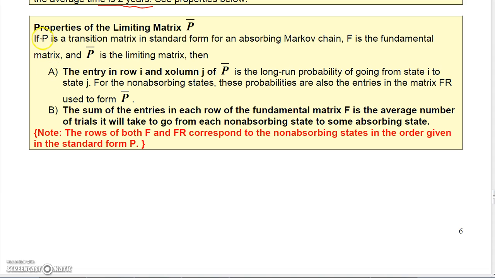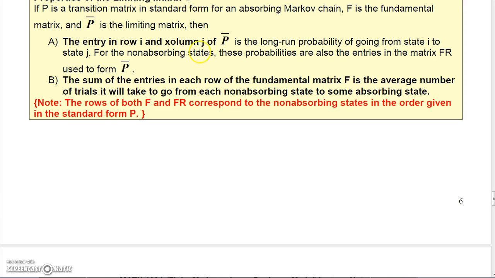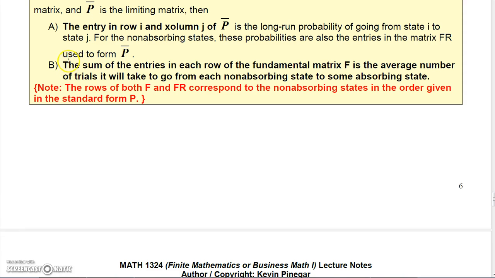Now, here are the properties of the limiting matrix. If P is a transition matrix in standard form for an absorbing Markov chain, and F is the fundamental matrix, and P bar is the limiting matrix, then the entry in row I, column J of P bar is the long run probability of going from state I to state J. For the non-absorbing states, these probabilities are also the entries in the matrix FR used to form the limiting matrix. And then finally, the sum of the entries in each row of the fundamental matrix is the average number of trials it will take to go from each non-absorbing state to each absorbing state.